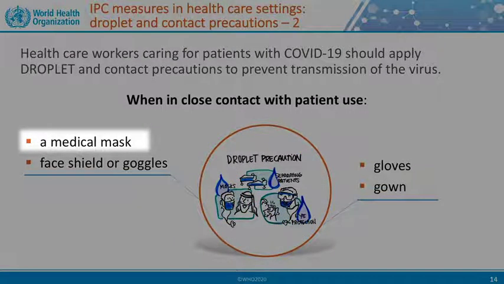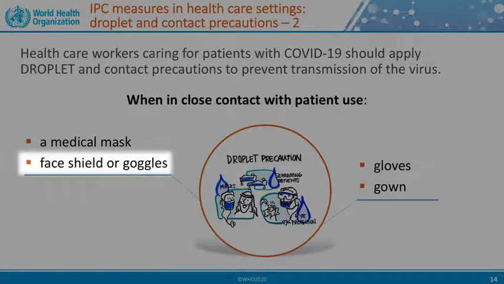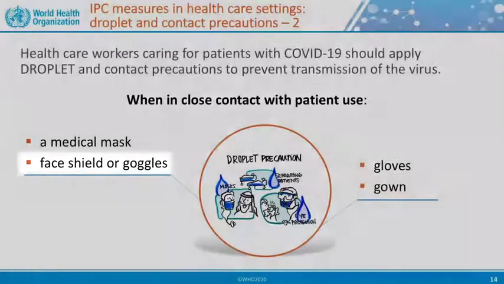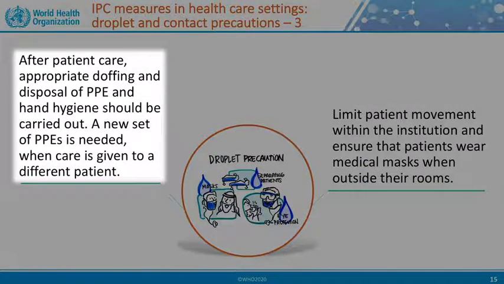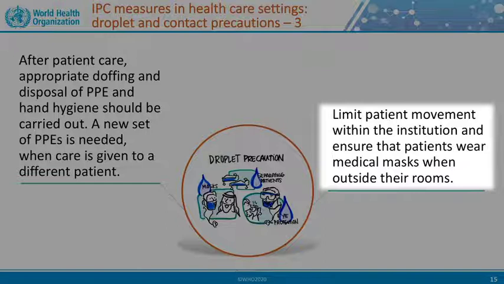Use a medical mask if working within 1 to 2 meters of a patient. Use eye protection, which can either be a face shield or goggles, when providing care in close contact with the patient. After patient care, appropriate doffing and disposal of PPE and hand hygiene should be carried out. A new set of PPE is needed when care is given to a different patient. Limit patient movement within the institution and ensure that patients wear medical masks when they're outside of their rooms.